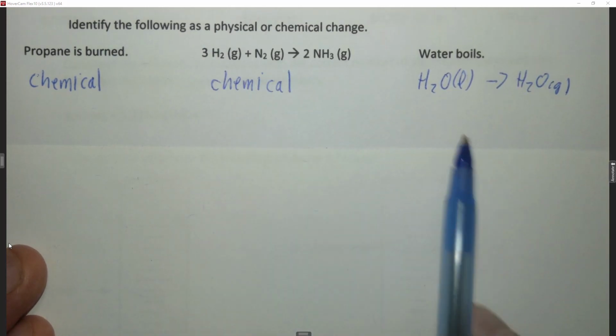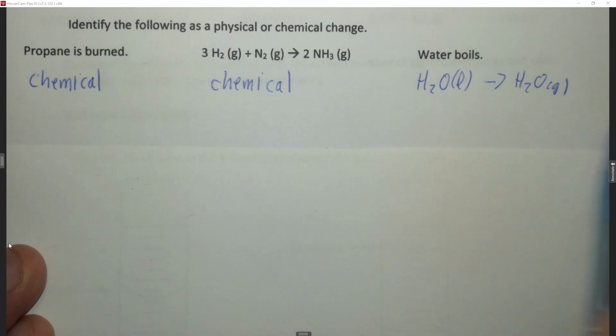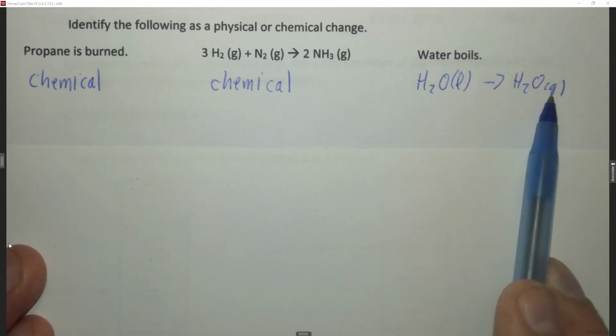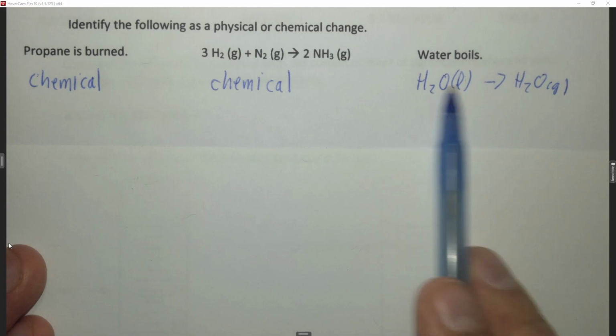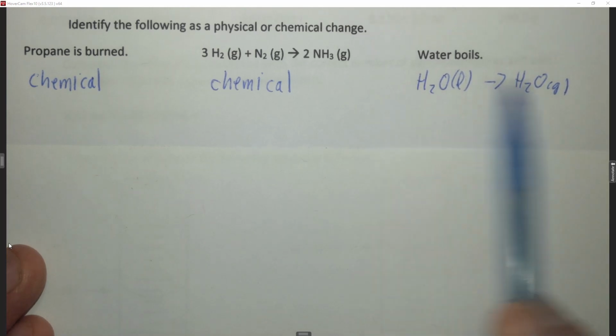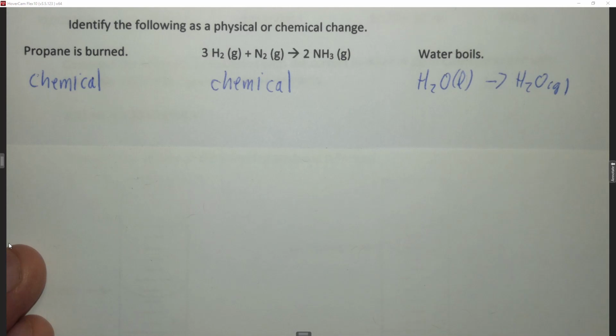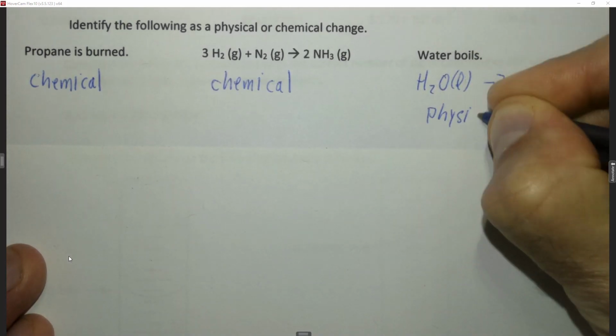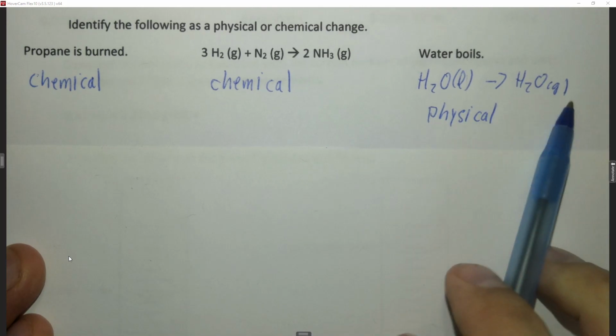But if we notice, here we have H2O on the reactant side, and here we have H2O on the product side. There's no change in how hydrogen and oxygen are bonded to each other. It's still an oxygen bonded to 2 hydrogens on both sides. So therefore, this is a physical change because we did not change the arrangement of the atoms.